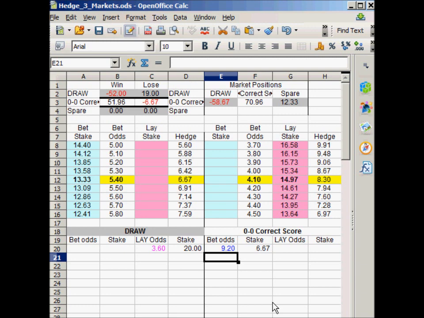Now let's do a comparison, seeing what size bet odds we would need to be able to make an exit after a goal is scored. I put the odds in from match odds for the draw of 3.6 and a lay stake of 20. Now if we were to bet in correct score at odds of 9.2, we would need a stake of 6.67 to break even. That £20 at 3.6 gives liabilities of £52 up there, and if we bet 6.67 at 9.2, we win £51.96, so that's almost break even apart from 4 pence.